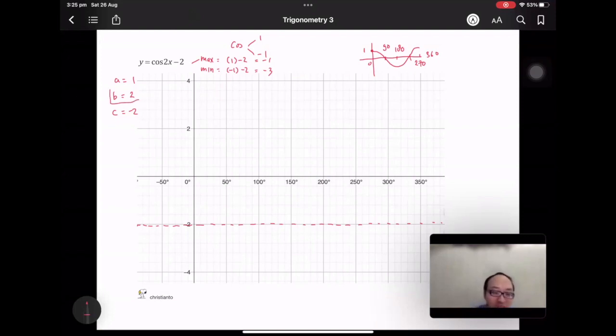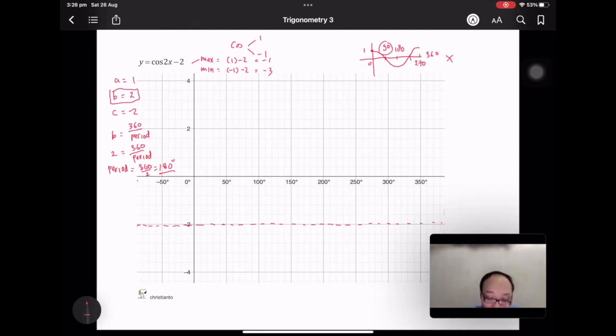But now B is 2. So we know that B is 360, because this is cos, divided by the period. So if B is 2, that means the period will be divided by 2. So 180. That means all values in the x-axis will be divided by 2. Because the period is now divided by 2, all the values in x should be divided by 2. So if it's on the principal axis at 90 degrees, in this graph it will be on the principal axis when x equals 90 over 2.